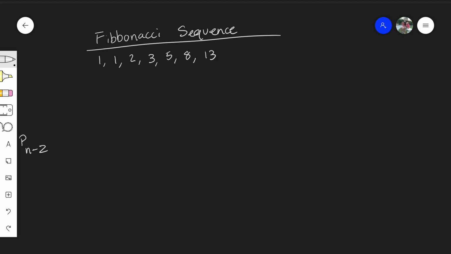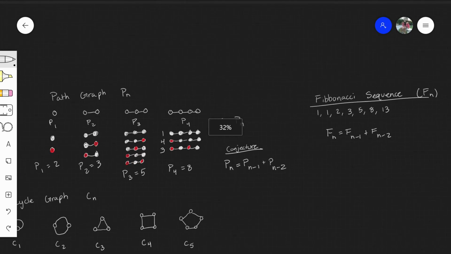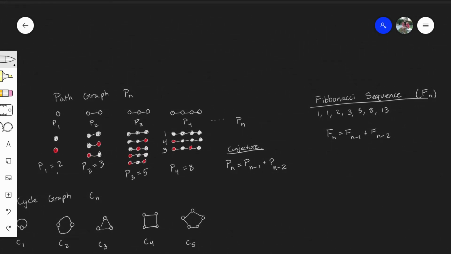The nth term of the Fibonacci sequence is usually represented by f sub n. And we can generalize this relationship in the Fibonacci sequence by saying that f_n is equal to f_(n-1) plus f_(n-2). That the nth Fibonacci number is the sum of the previous two Fibonacci numbers. We can see that between the Fibonacci sequence and the path graphs, that the number of ways to color them, with this pattern, we might say that P5 could have 13 ways to color it.